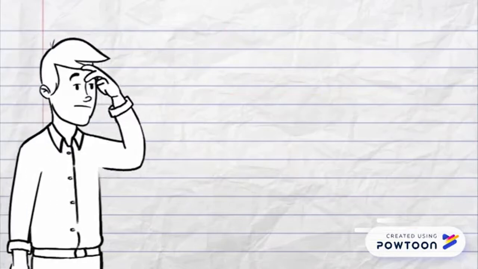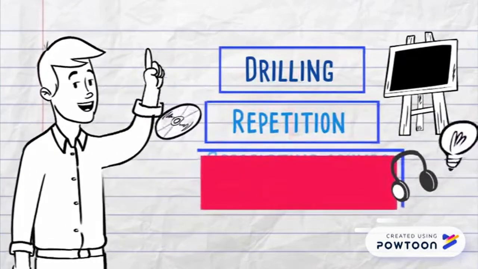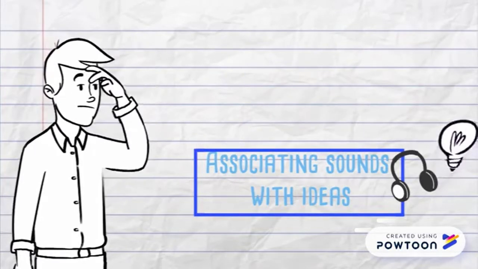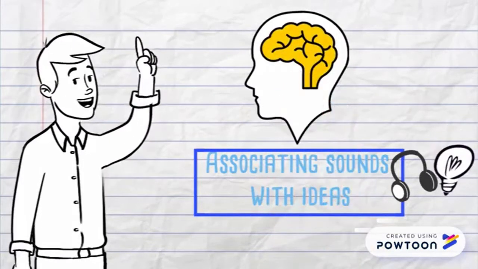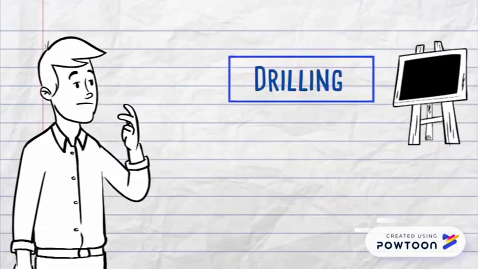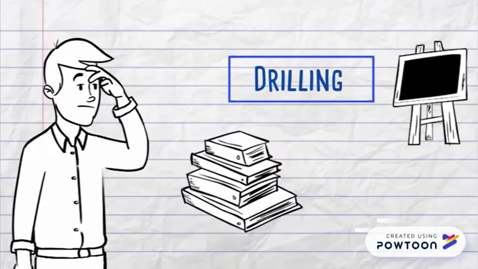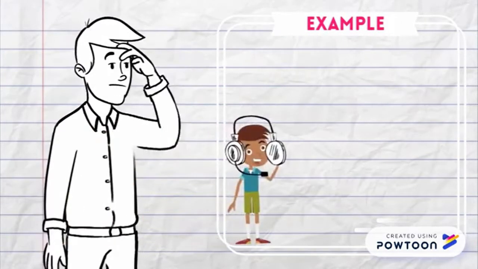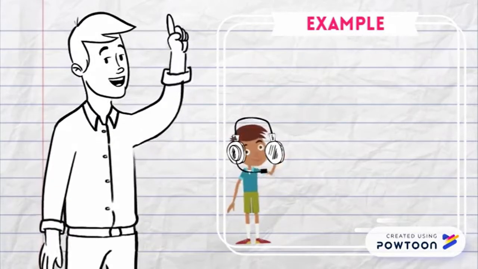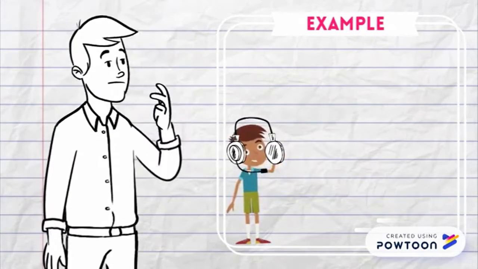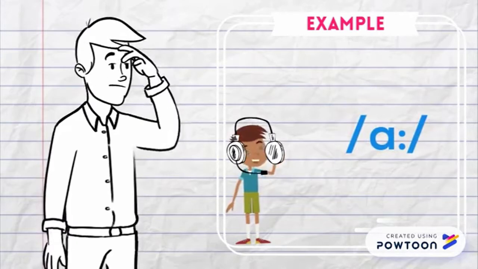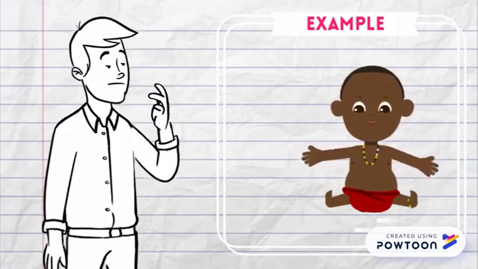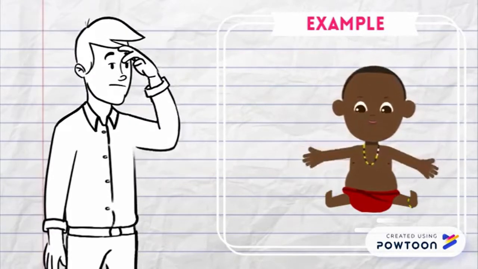A second aspect is drilling, repetition, and associating sounds with ideas. Associating sounds with particular ideas makes sounds easier to remember. Also, drilling makes sounds fit into students' language use naturally. An example can be that in order to help students become familiar with the sounds, you can use ideas like calling the sound the holding a baby sound. Ask students to place their arms as in holding a baby and say, ah.